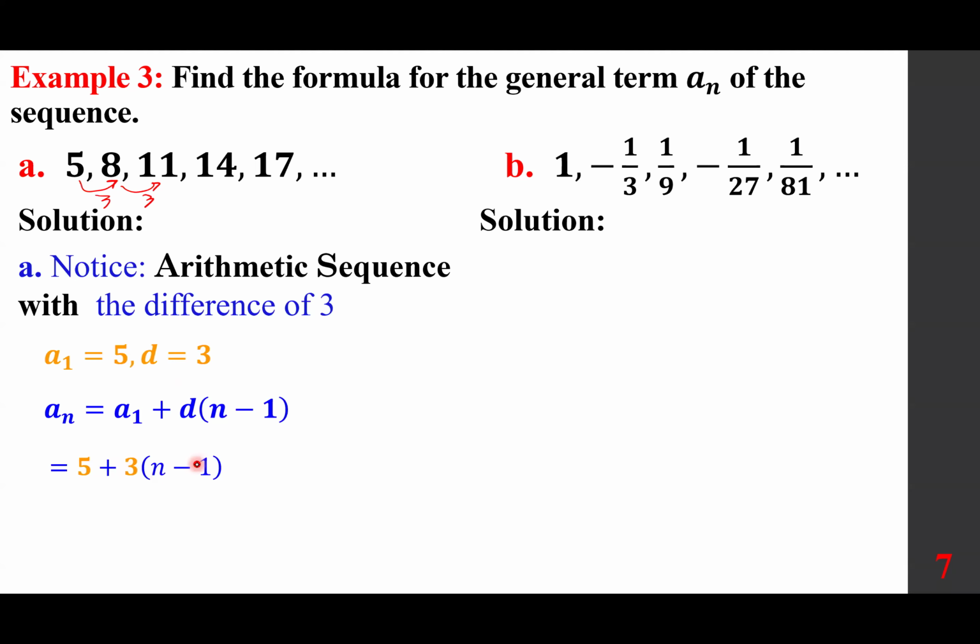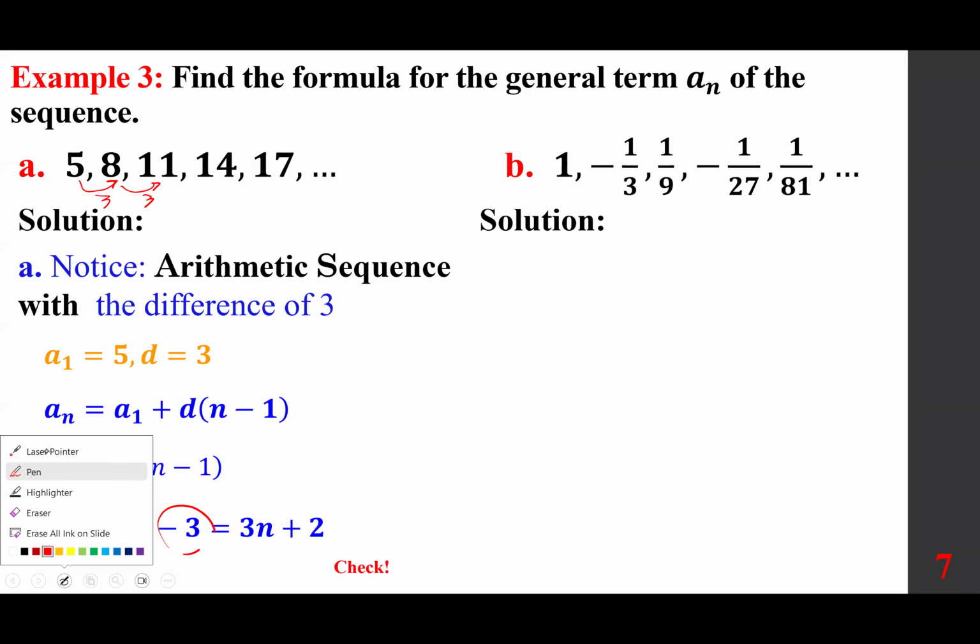5 plus 3n minus 3, and combine these two to 2, you get 3n plus 2. Now, it's important to check, meaning this may or may not be right. How do you know that?